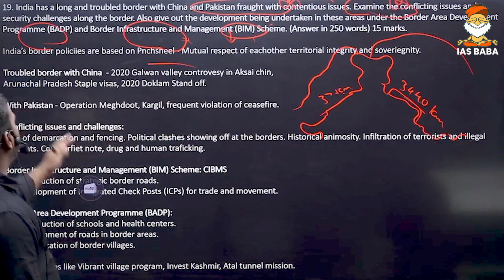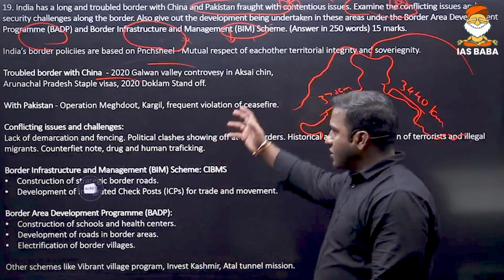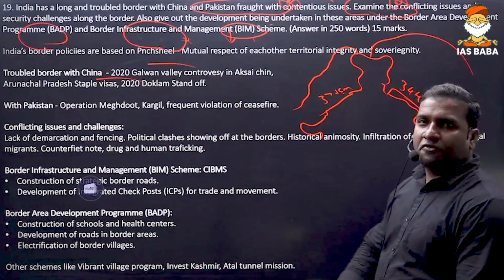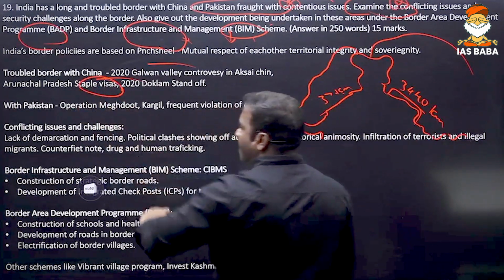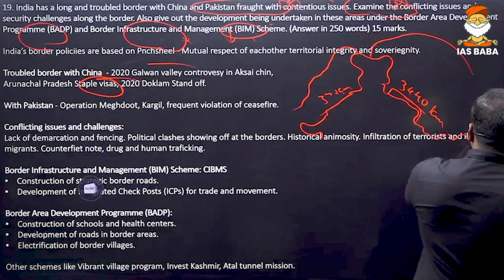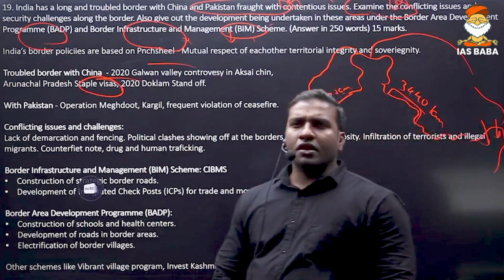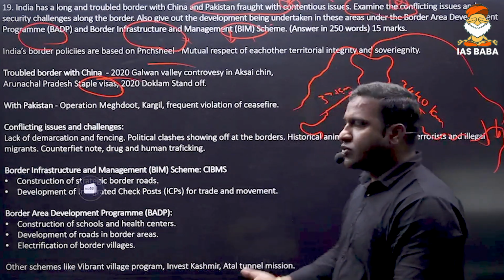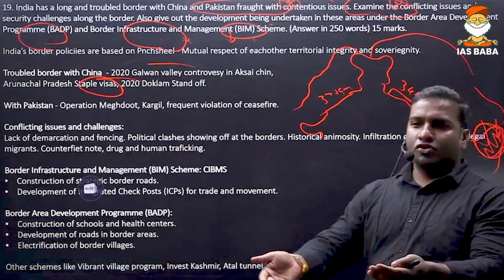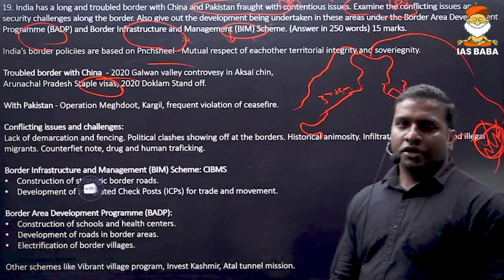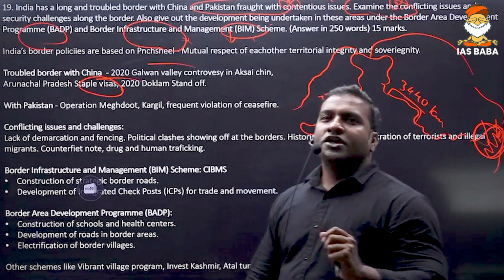Then how troubled is the border with China. The 2020 Galwan Valley controversy in Aksai Chin. India came up with Atmanirbhar Bharat, banning of 50 apps. Yes. Arunachal Pradesh staple visa. Yes. Arunachal Pradesh again the border issue with China. Staple visa means they give staple visa to Arunachal Pradesh immigrants, saying that you are our people and you are staying in India through a visa. That means to show that Arunachal Pradesh is a disputed area.